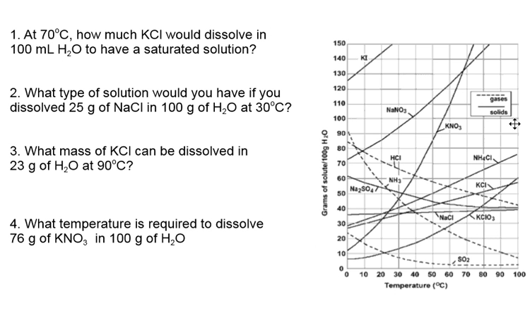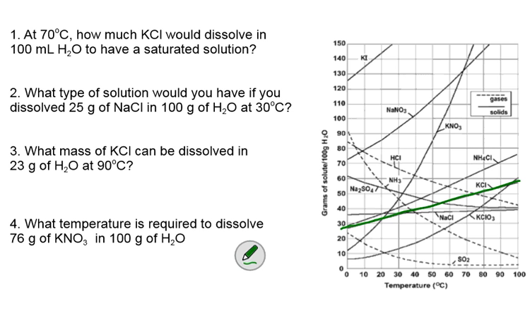So here's my same picture, okay? And what we're going to do is answer these questions. It says, at 70 degrees, how much KCl, or potassium chloride, would dissolve in 100 mils of H2O to have a saturated solution? My first step is to find the line that has KCl. So it's this line right here. Okay, so there's my KCl.